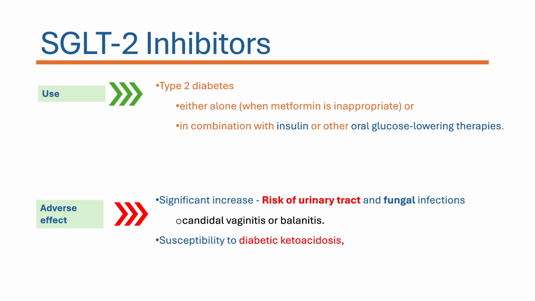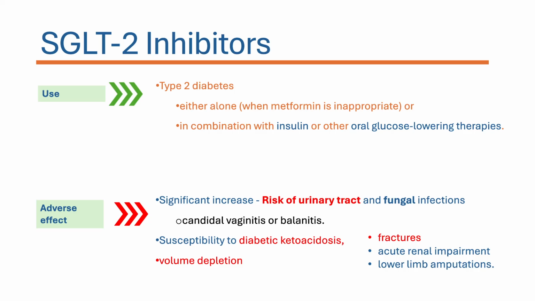Apart from that, they are also more susceptible to diabetic ketoacidosis, and also since it causes osmotic diuresis and salt excretion, it can cause volume depletion. Apart from that, it can also increase the risk of fractures on long-term administration, and it can also lead to acute renal impairment and lower limb amputation.